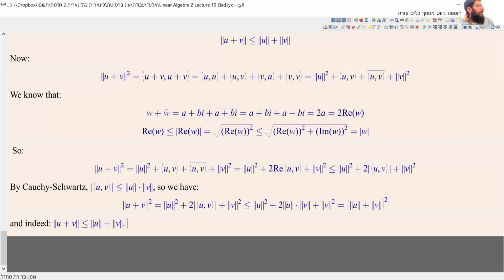Now, as already mentioned, when the vectors u and v are linearly dependent, the equality holds, because it holds in Cauchy-Schwarz when they are linearly dependent. Sorry.